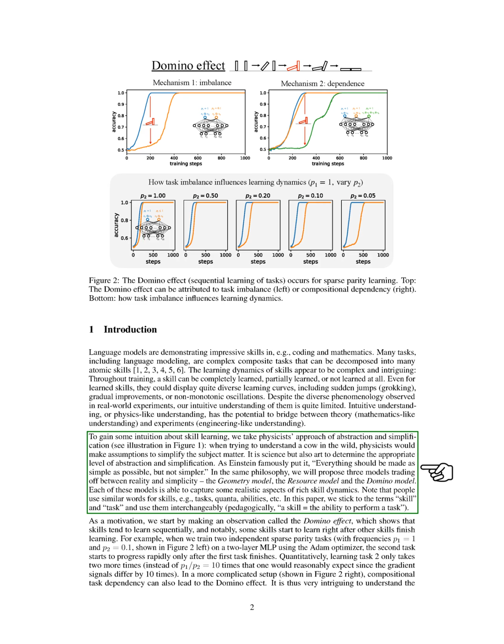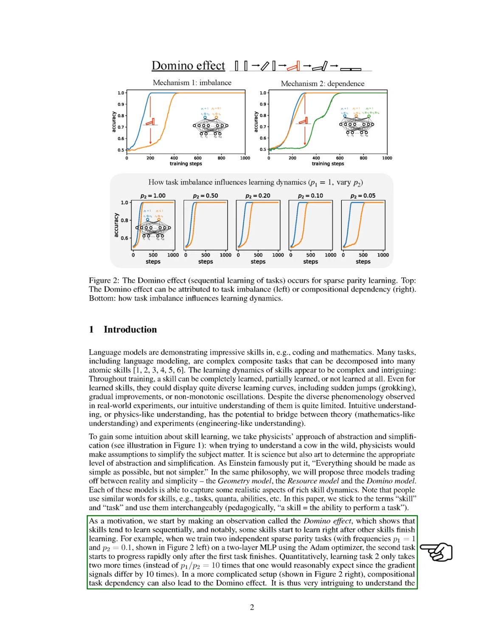We propose three models that balance realism and simplicity: the geometry model, the resource model, and the domino model. Each model captures different aspects of skill dynamics. We use the terms skill and task interchangeably, defining a skill as the ability to perform a task.